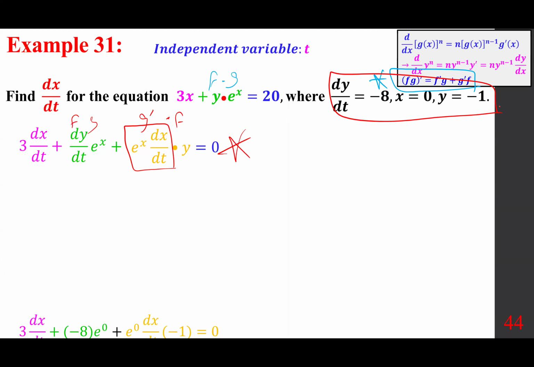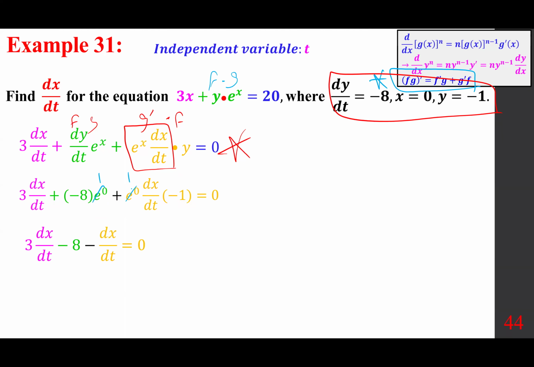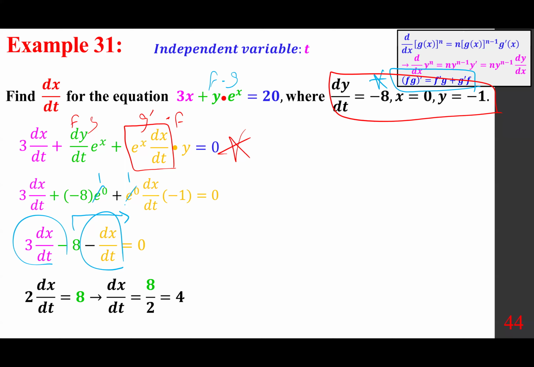So 3 dx/dt plus dy/dt is negative 8. e to the power of x is 0 plus e to the power of x is 0. dx/dt times minus 1 equals. And so you have, this one is 3, this is 1, so you get minus 8 minus dx/dt, and these two add up to 2 dx/dt. Move the 8, divide by 2, you get 4, and you're done.